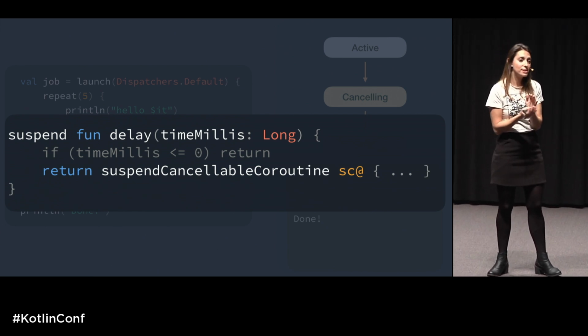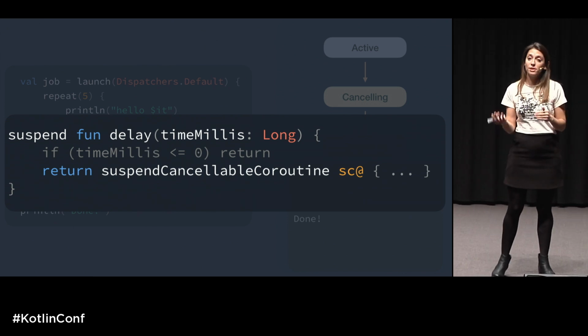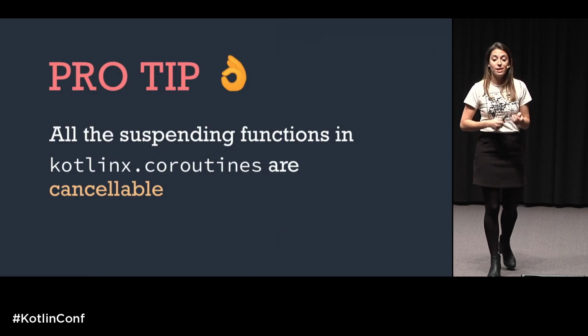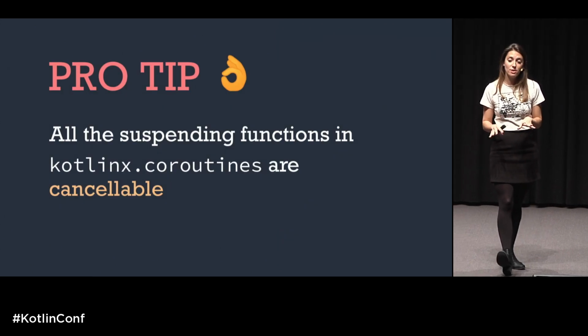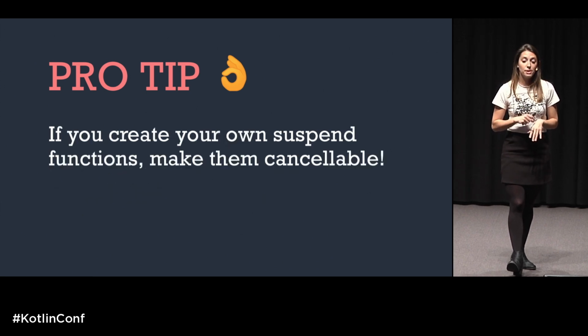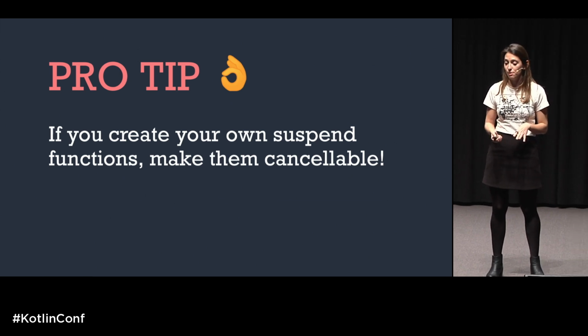So this means that delay already has this mechanism of cancellation, of checking whether the coroutine is canceled or not, and it will cancel for us. Even more, all the suspending functions in the KotlinX coroutines are cancelable. But if you create your own suspending functions, make sure you're making them cancelable.